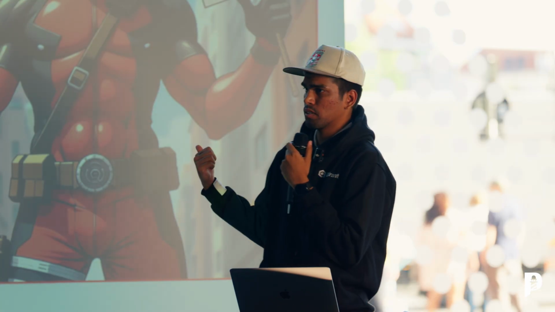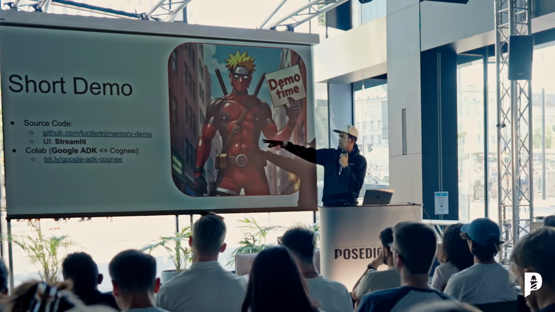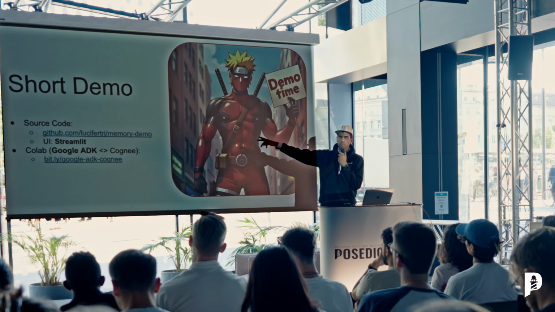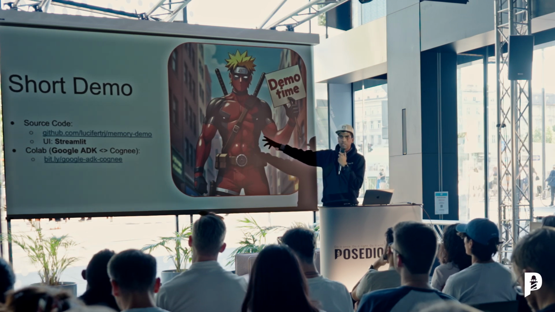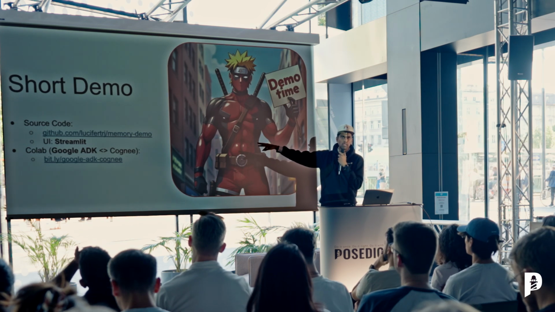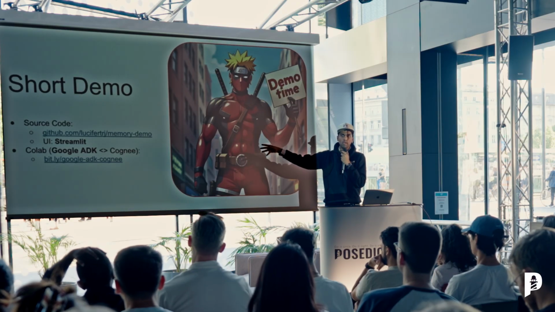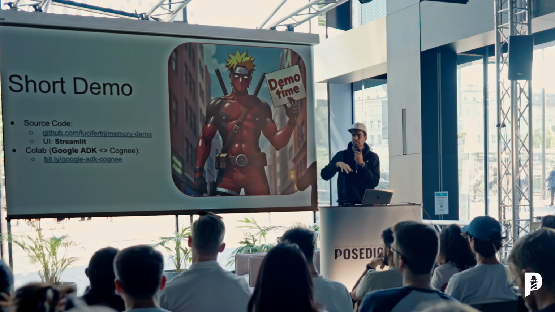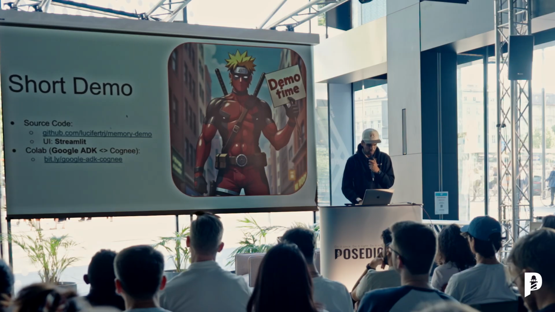And this is the source. If you want to follow along, this is the GitHub repository. You can just search for github.com Lucifer TRJ memory demo. And once that is done, I'll come back to Google ADK on how you can use Cognee as your memory component for your agentic workflows. So let me quickly check this out.